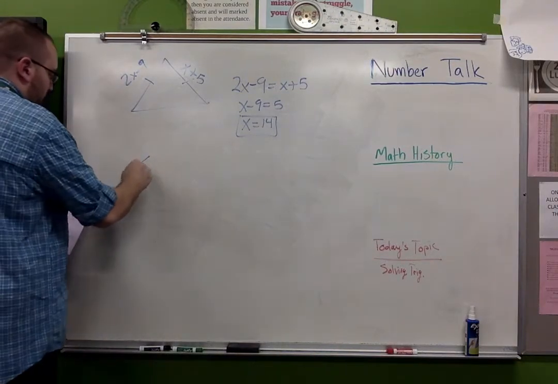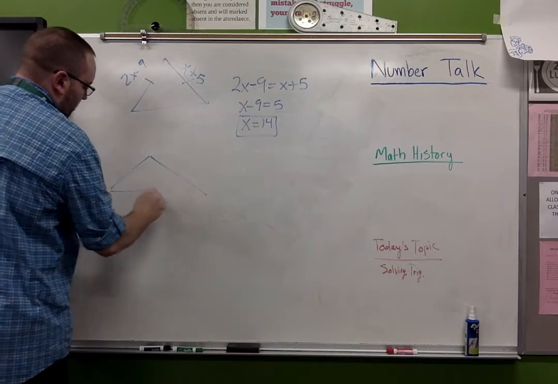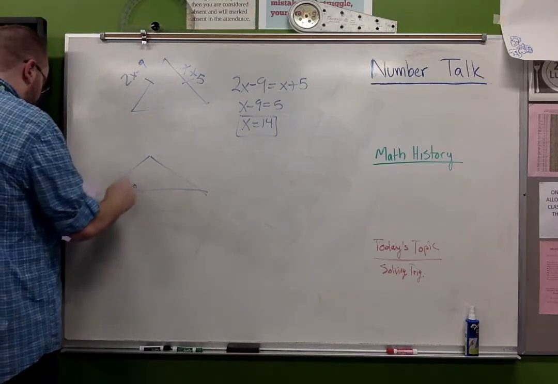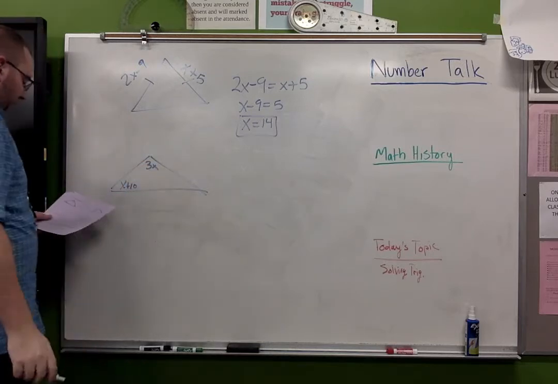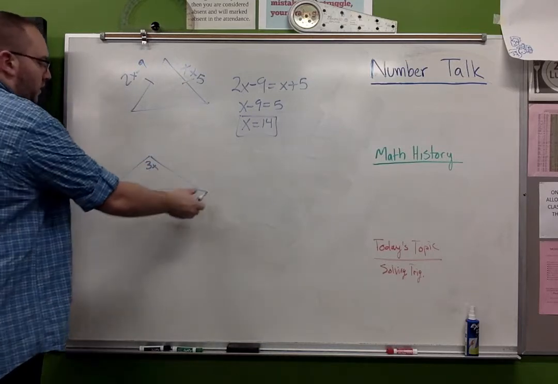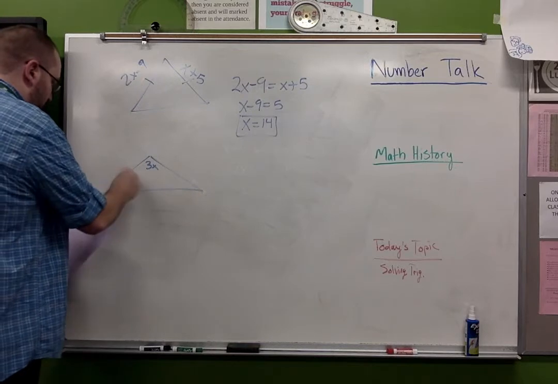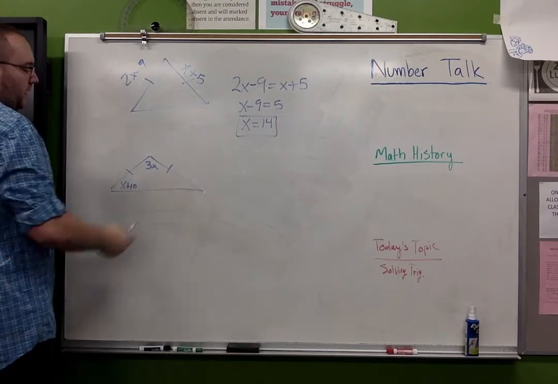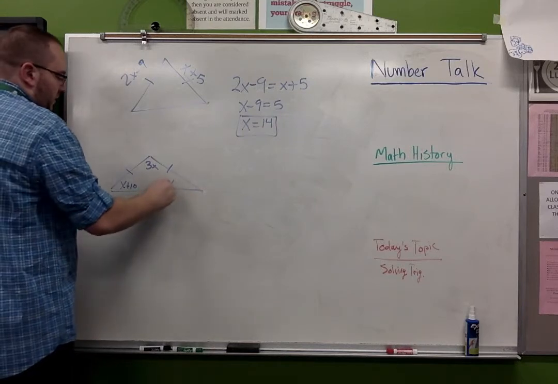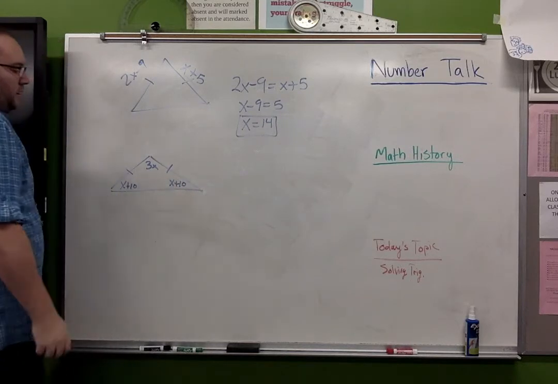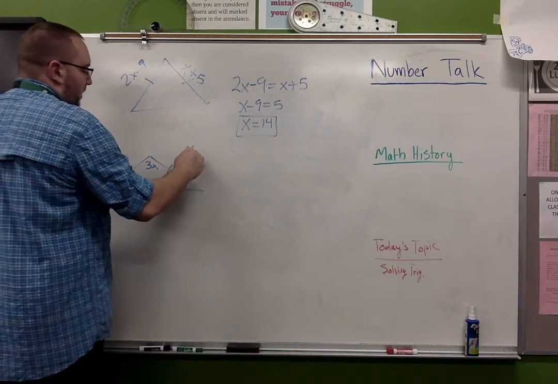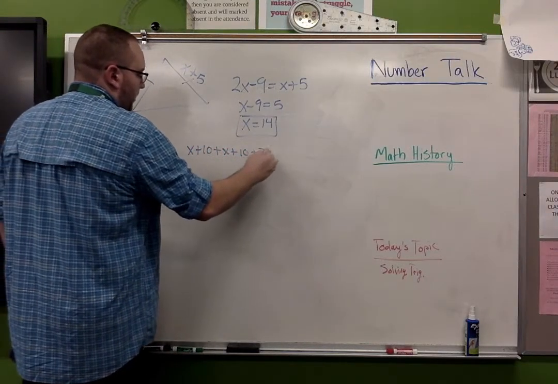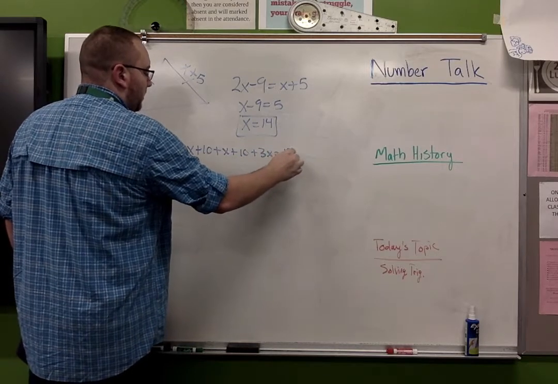Now the next one. This is x plus 10, 3x. We want to find what x equals. Well, this is an isosceles triangle, so the base angles, or the opposite angles, are congruent. So x plus 10 over here. All the angles have to add up to 180. So x plus 10 plus x plus 10 plus 3x is equal to 180.